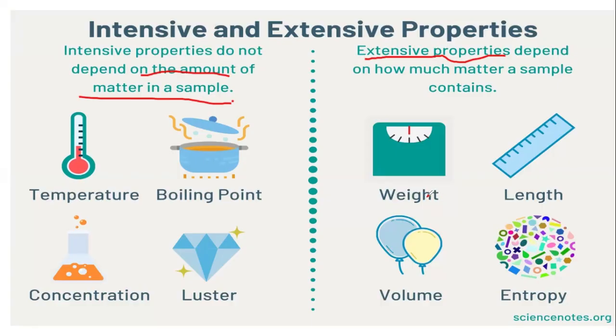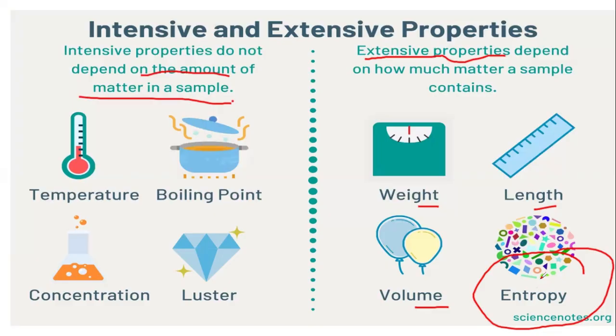Examples we have are weight, length, volume, and then entropy. So entropy is simply energy. The energy that is present will depend on the matter that is present. So no wonder this time we're experiencing load shedding, because there's no water. So meaning the matter has reduced. The water that passes through those turbines that generate electricity, the pressure has reduced, so you can't produce electricity at the rate that you normally would. No wonder we have load shedding. So entropy, which is the energy, depends on the amount of matter that is present.